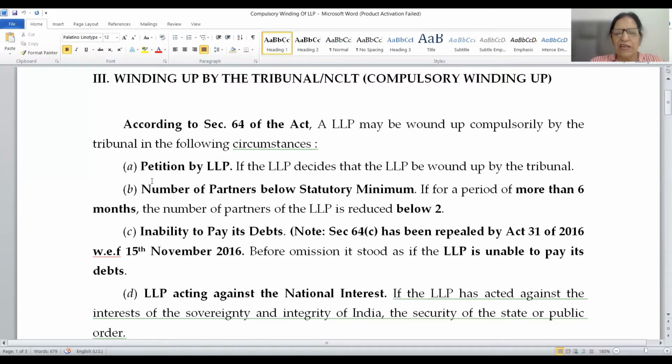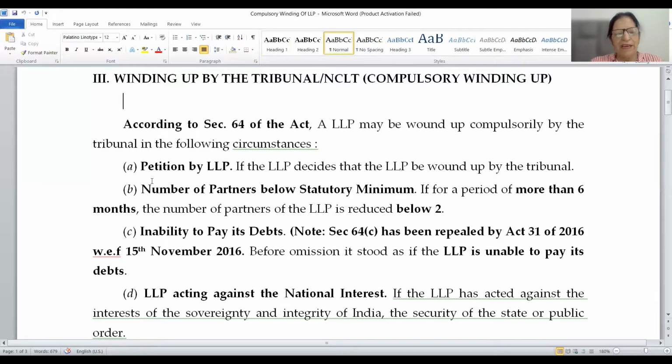The third point is inability to pay debts. Friends, I would like to share with you, you also find a note here: Section 64(c) has been repealed by Section 31 of 2016 with effect from 15th November 2016. And before omission, it stood as if the LLP is unable to pay its debts.